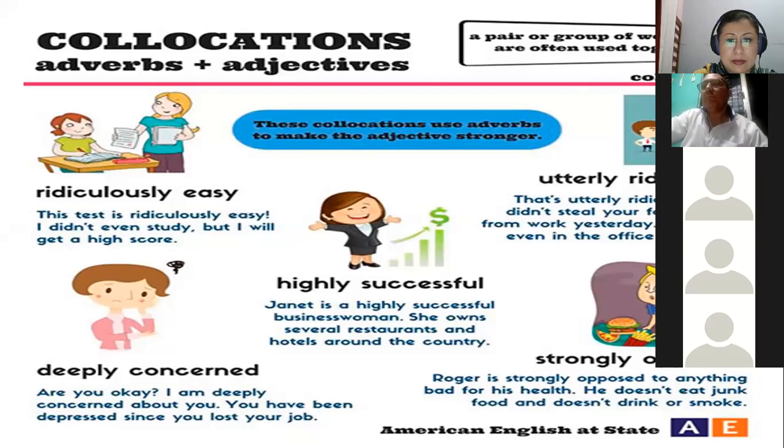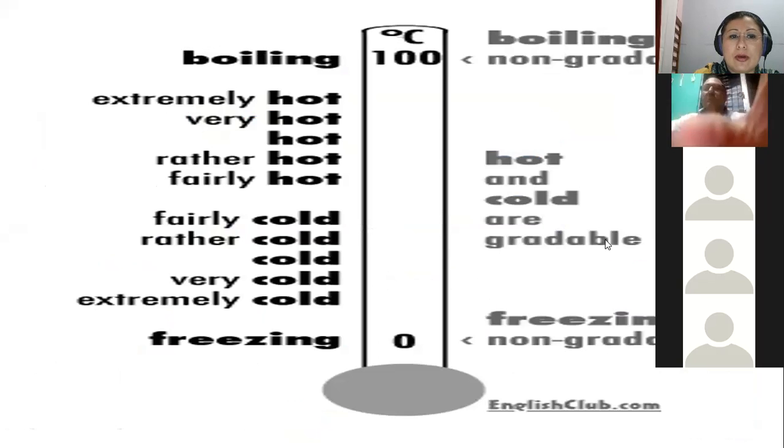So let me see. Okay, I have here something for you. I have here this image, and I want you to please try to build your own sentence. Quiero que utilizando estas expresiones, extremely hot, very hot, rather hot, fairly hot, fairly cold, rather cold, very cold, extremely cold, or freezing, well, freezing maybe not, or maybe not boiling, but extremely, very, rather, fairly, you can make a sentence. I will give you 1 minute to think about a sentence using those. Les voy a dar un minutito para que piensen en una oración utilizando la imagen que les acabo de poner.